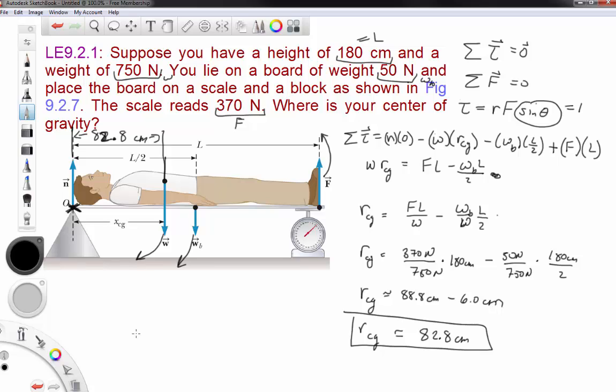For that, you would use this other equation, the sum of forces is equal to 0 equation, to get that the normal force there is equal to the sum of the two weights minus the force from the other scale, which would be 750 plus 50, which is 800, minus 370, which leaves us with 430 newtons. So if you happen to have a scale here, you'd get 430 newtons.